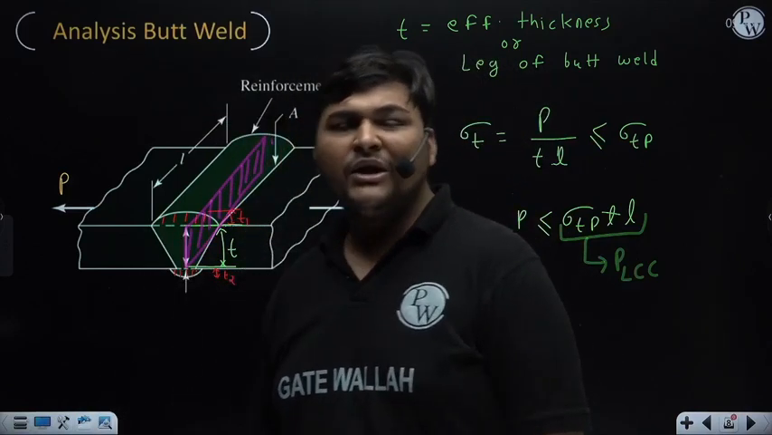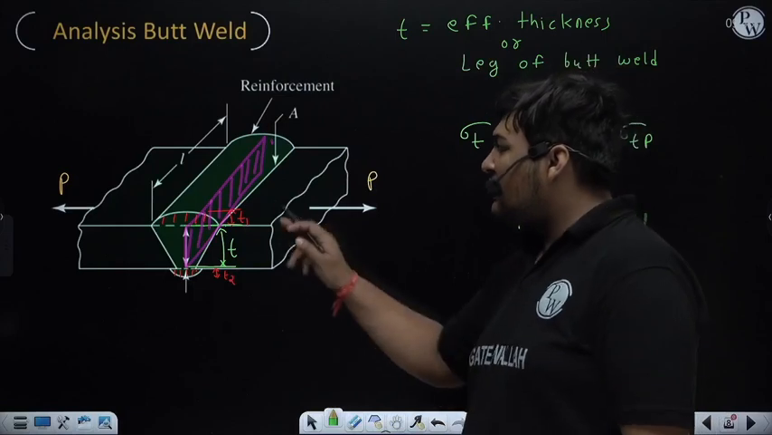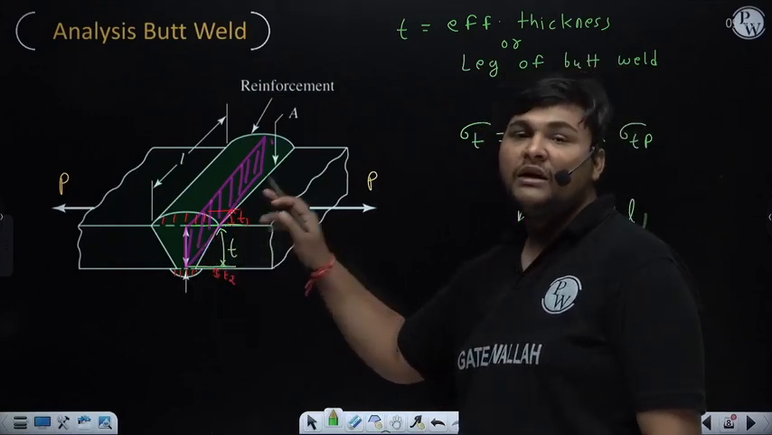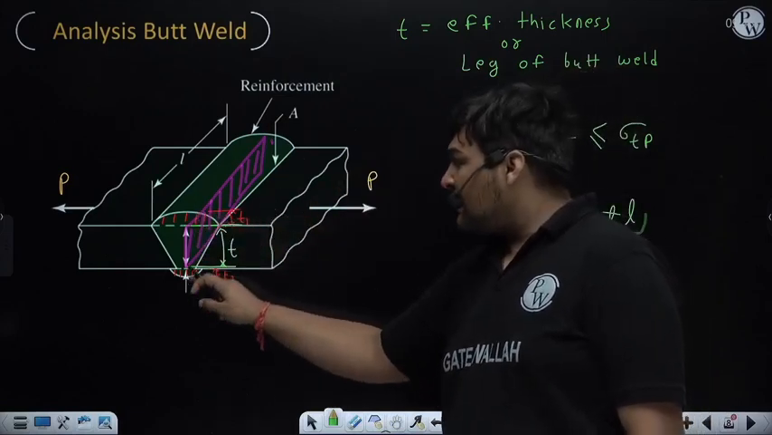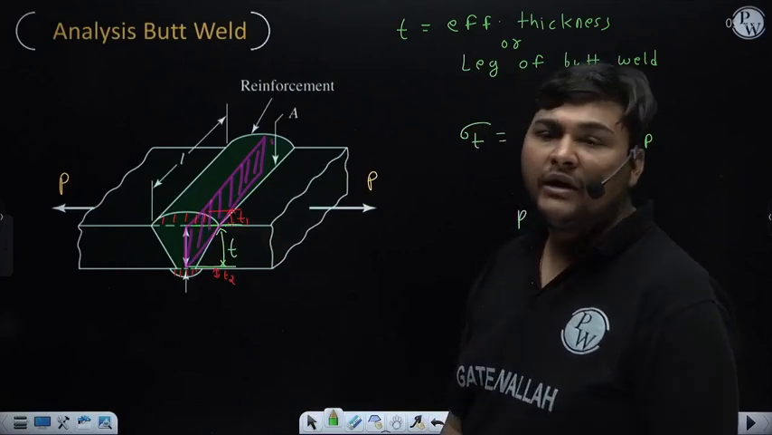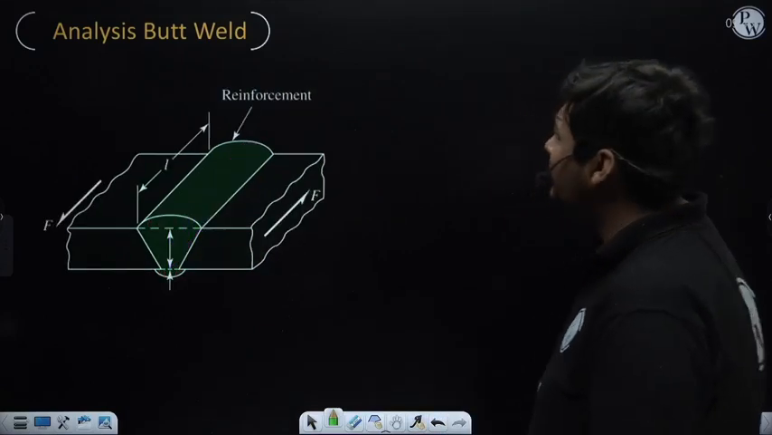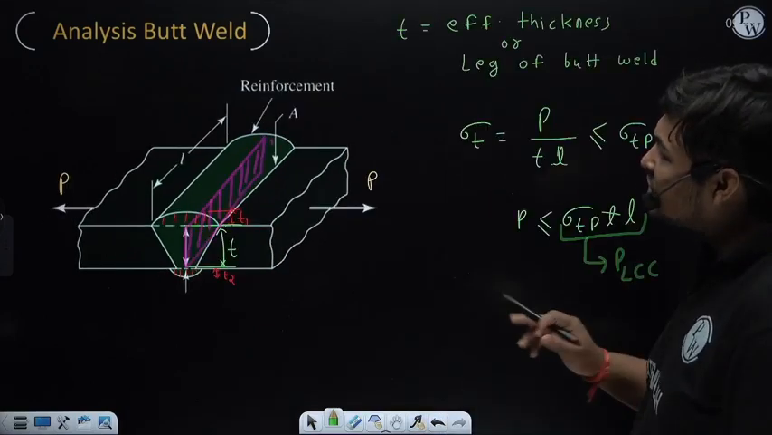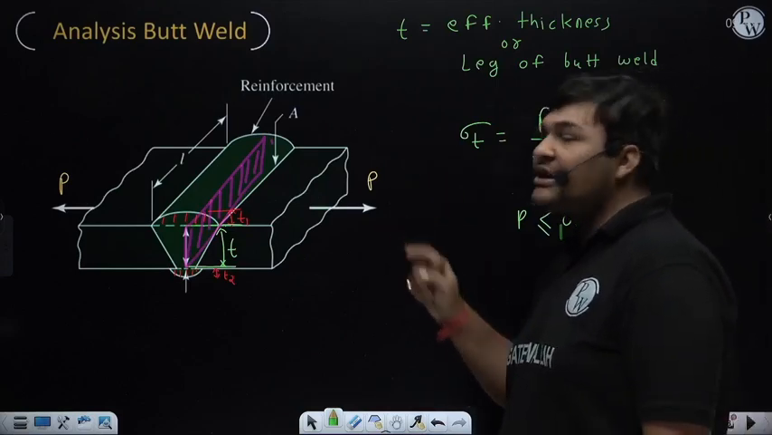Okay, analysis is very simple. The only important thing is the thickness which you need to consider. Remember that the T1 and T2 thicknesses will not be considered during analysis. This is the analysis of a butt weld under axial load.